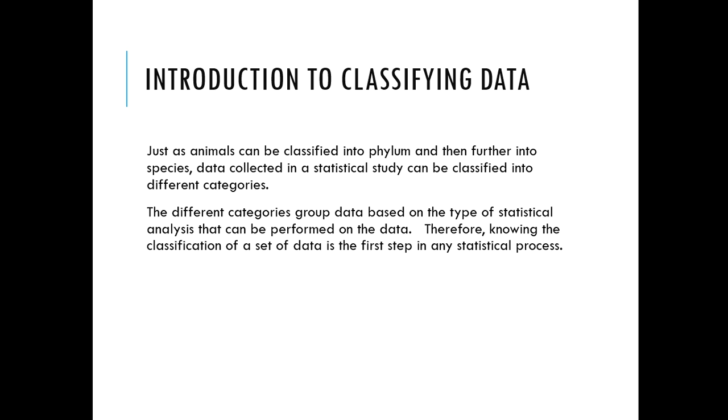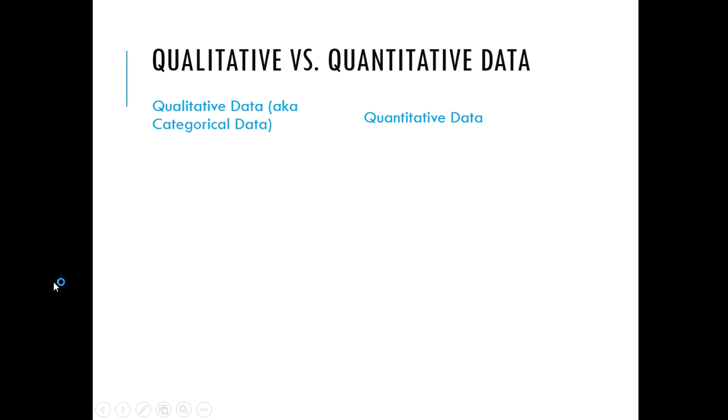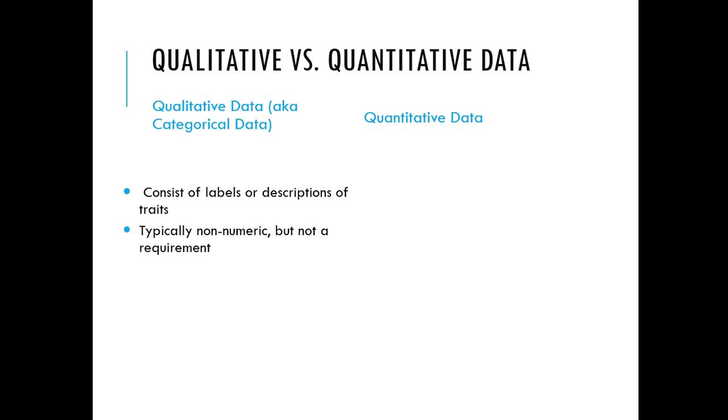And this is extremely important in statistics. So in this class, we're going to talk about qualitative data, which is categorical data. It's data that you put in categories, or quantitative data. Qualitative data consists of labels or descriptions of traits. It's typically non-numeric, but that's not a requirement.